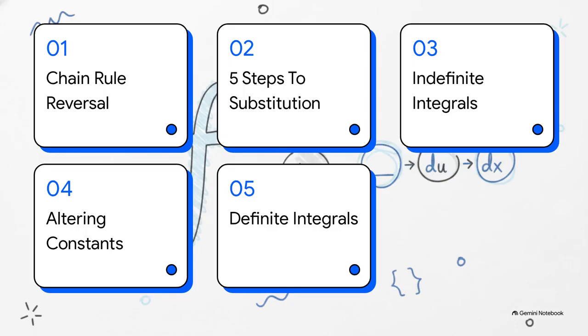Here's our quick roadmap for this explainer. First up, the chain rule reversal. Then, we'll hit the core 5 steps to substitution. After that, indefinite integrals in action. Next, altering the constants. And finally, tackling definite integrals. Let's get right into it.